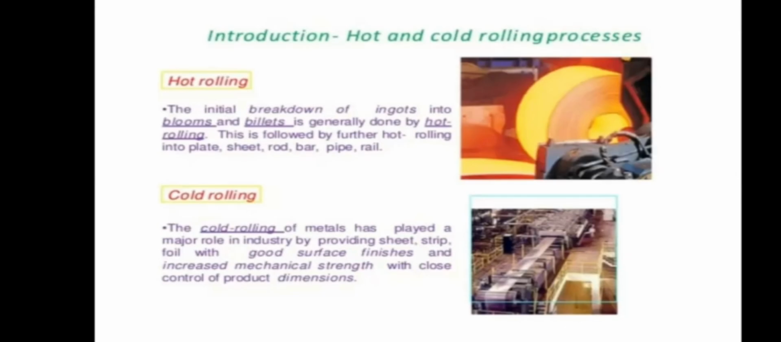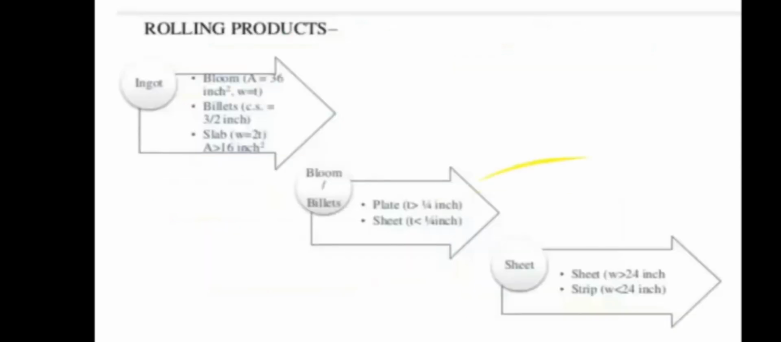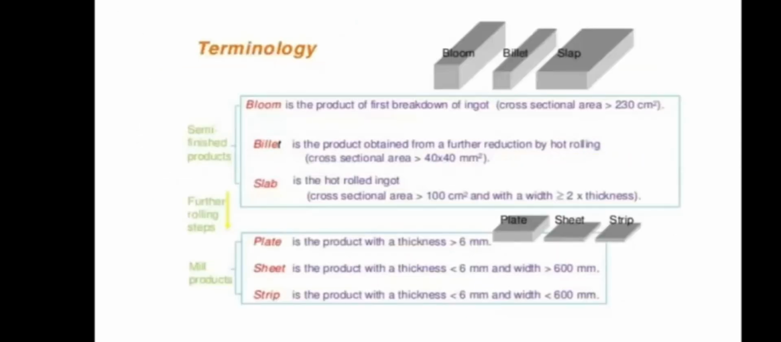See here, next, rolling is classified into two types based on the working temperature: hot rolling and cold rolling. Generally, here you see there are different stage by stage reductions from bloom to billet, billet to slab, slab to plate. Until the plate, the reduction from bloom to billet, billet to slab, slab to plate, the hot rolling process will be used, where the maximum reduction of thickness will take place.